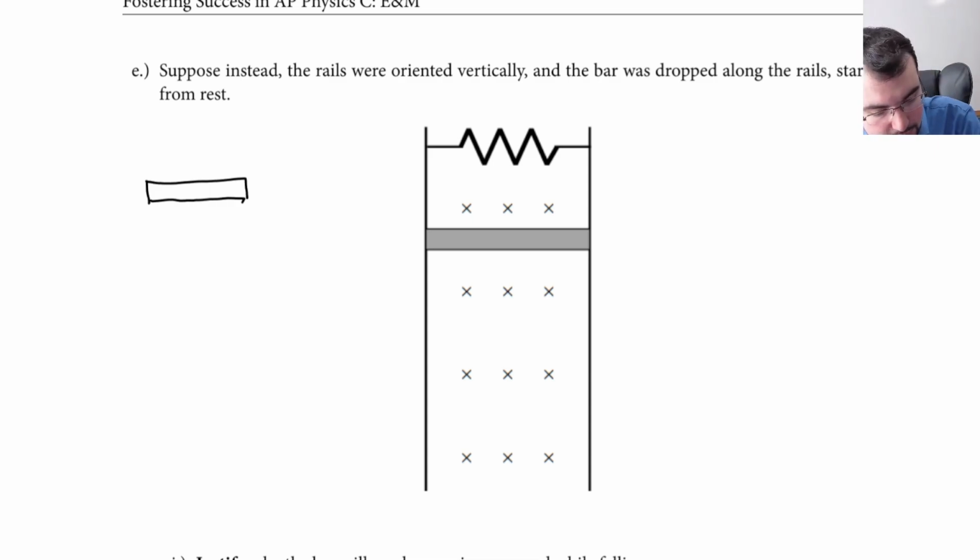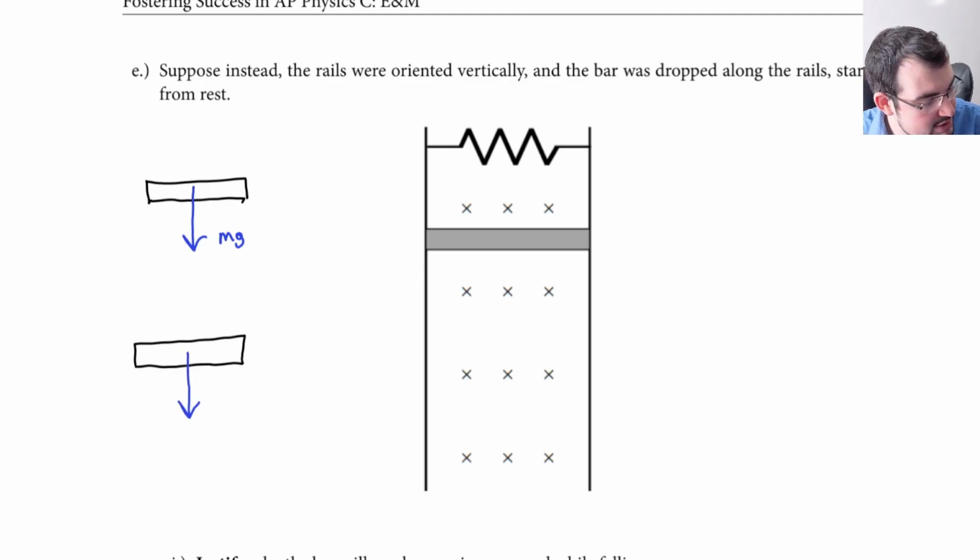So right when I drop the bar, it's going to experience some gravitational force mg. What's that going to do? Well, of course we know what it's going to do. The bar is going to be in free fall initially. So the bar is going to be in free fall at that instant, and then it's going to start moving. That stays the same, of course.